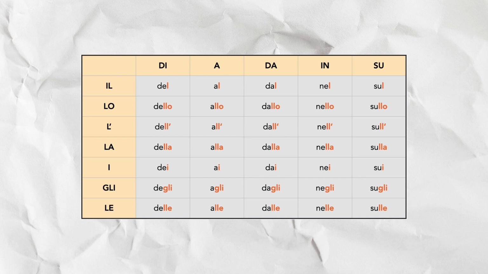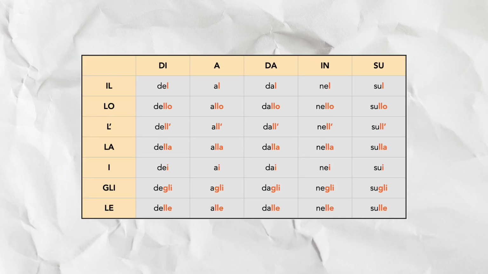With the preposition a, it's exactly the same thing, and you don't have to change the preposition at all. So you've got al, allo, all', alla, ai, agli, alle. Da is the same thing. You know how a works? Well, just add a d in front of it. So instead of saying al, you're gonna say dal. And again, dal, dallo, dall', dalla, dai, dagli, dalle.